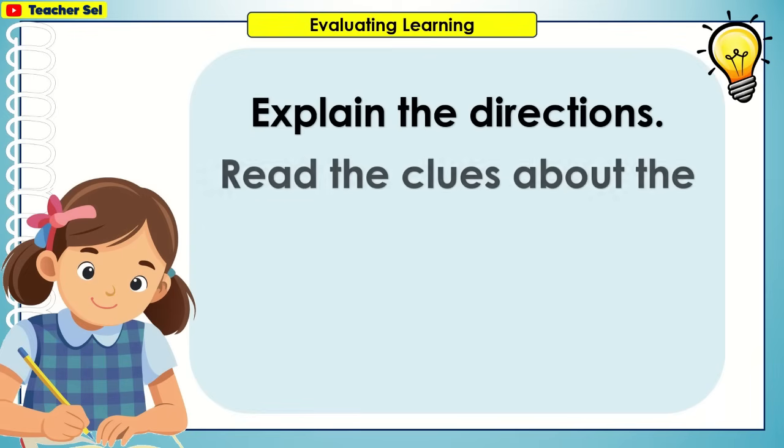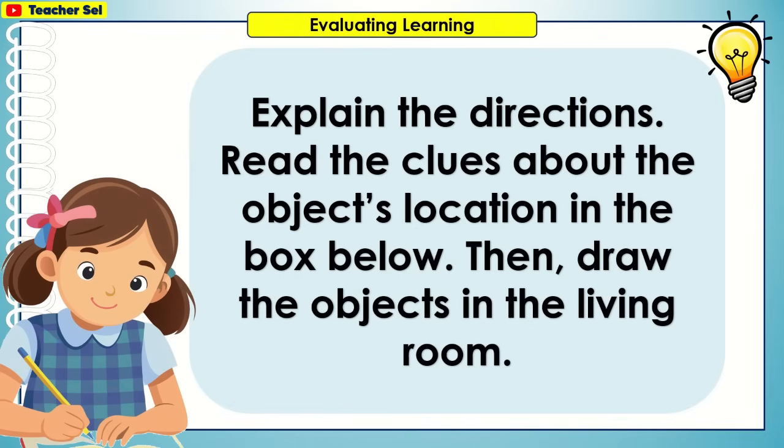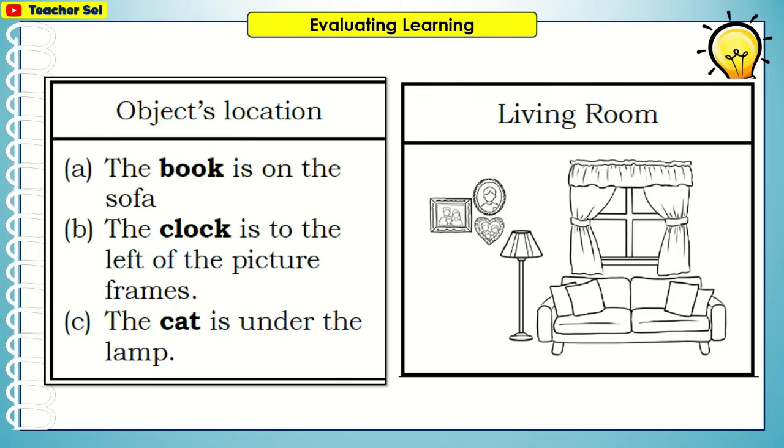Explain the directions. Read the clues about the object's location in the box below. Then draw the objects in the living room. The object's location: A. The book is on the sofa. B. The clock is to the left of the picture frames. C. The cat is under the lamp.